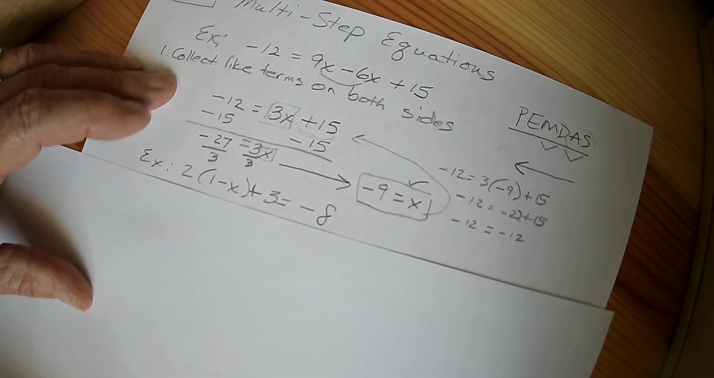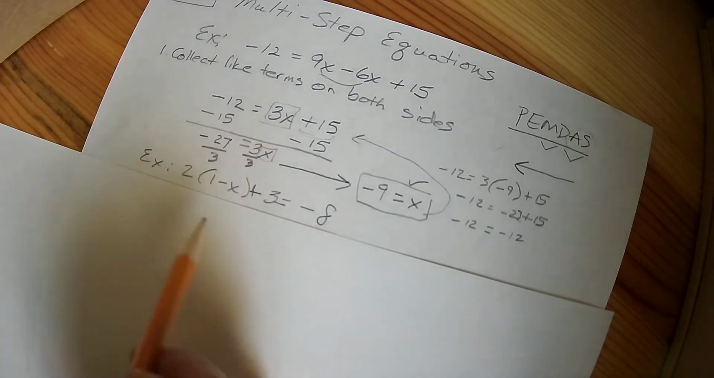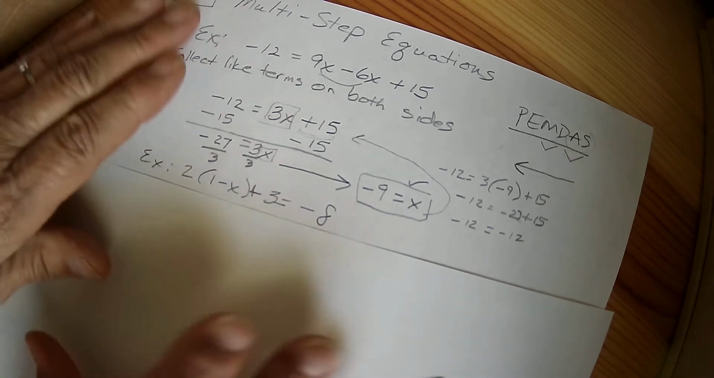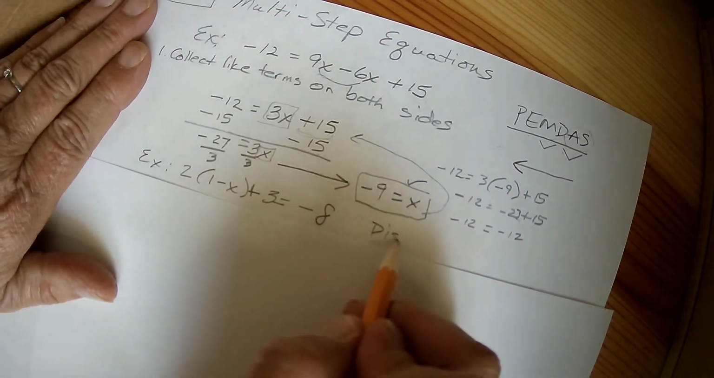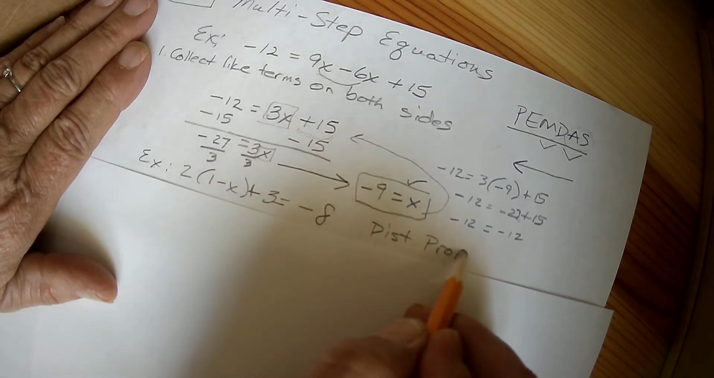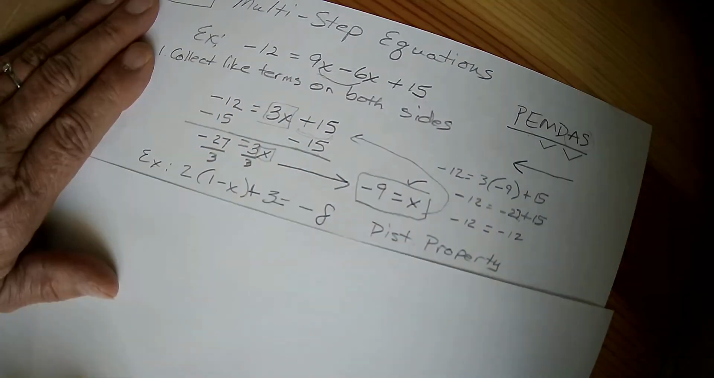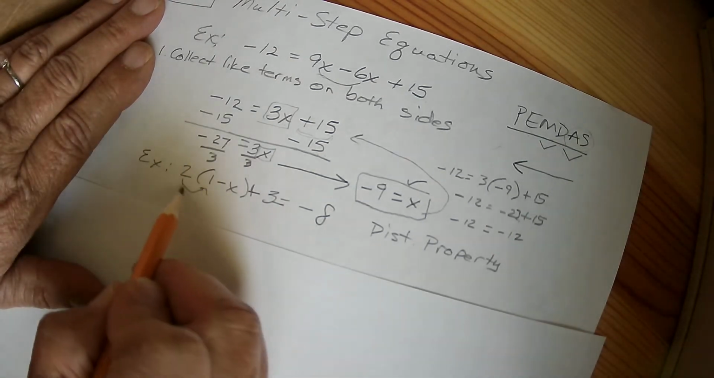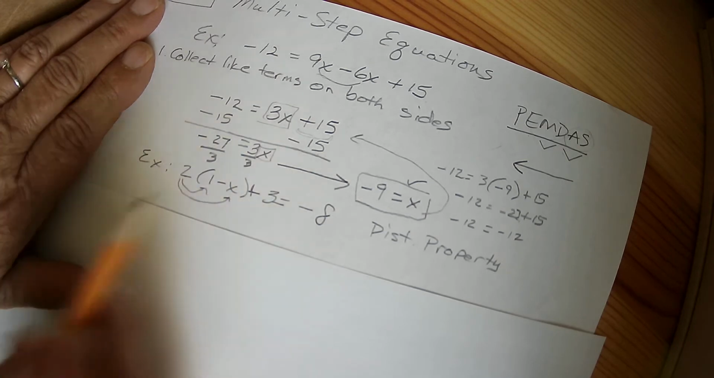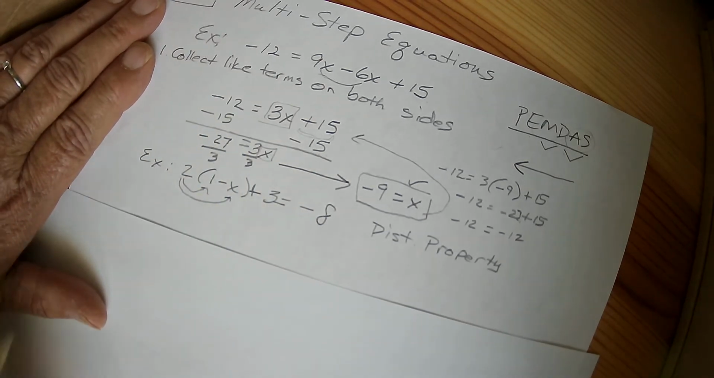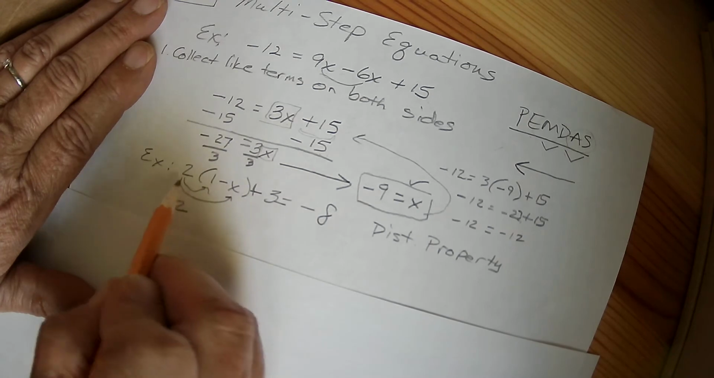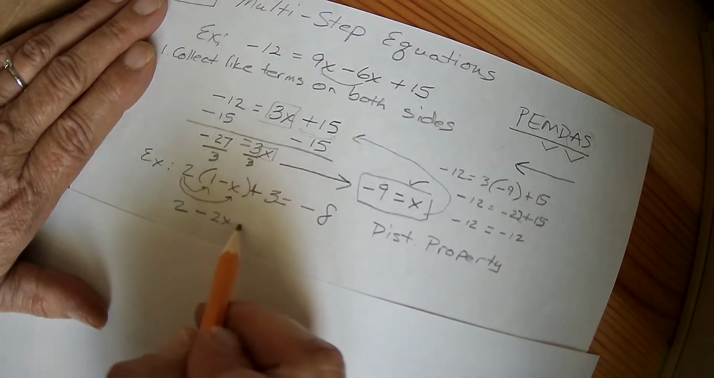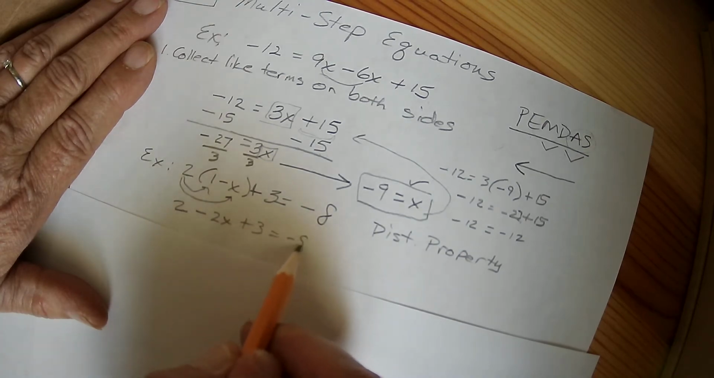Now the next example, if you'll remember from last year, when you have something in front of parentheses, we have to use the distributive property. Remember that one? Well, if you don't, I'm going to reveal. Okay, so I'm going to take this 2 and multiply everything in parentheses by 2 and rewrite it. 2 times 1 is 2. 2 times negative x is negative 2x. And then I have the plus 3 equals negative 8.